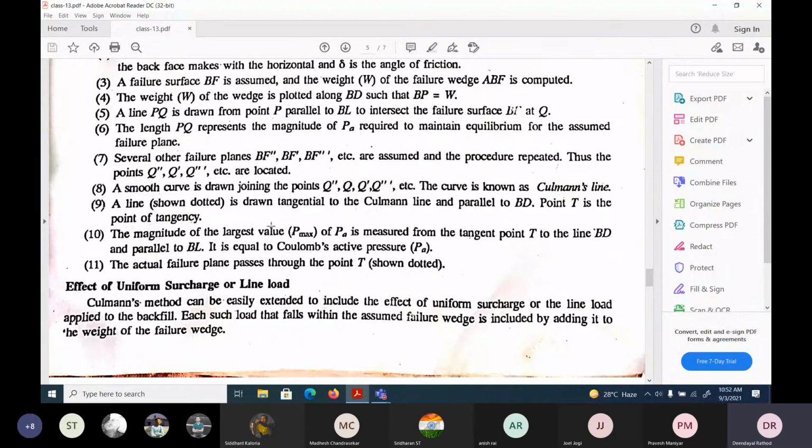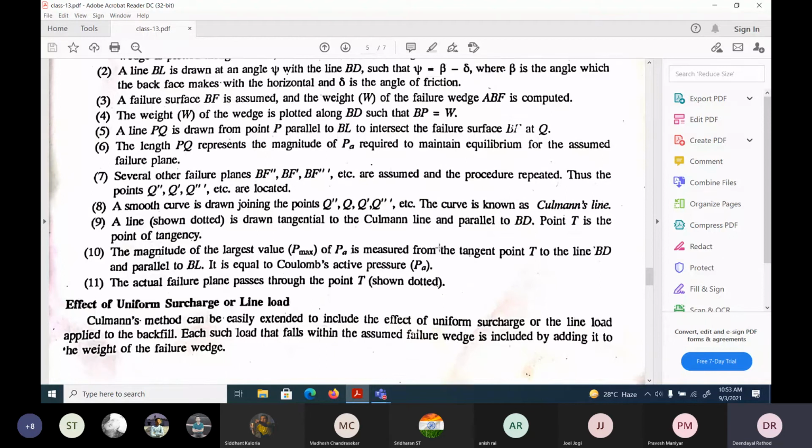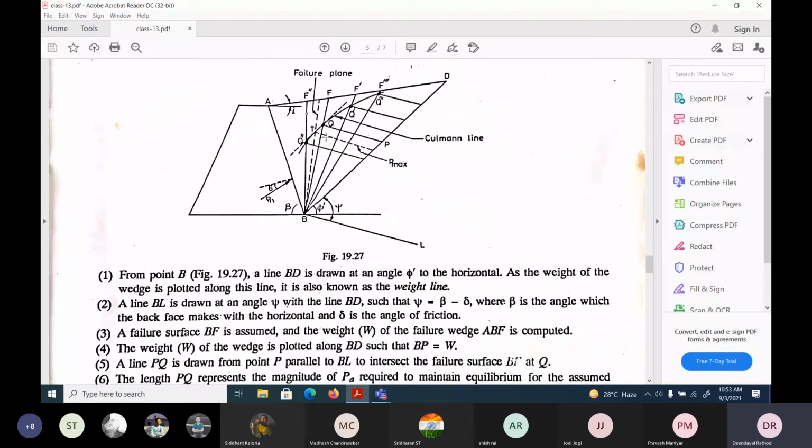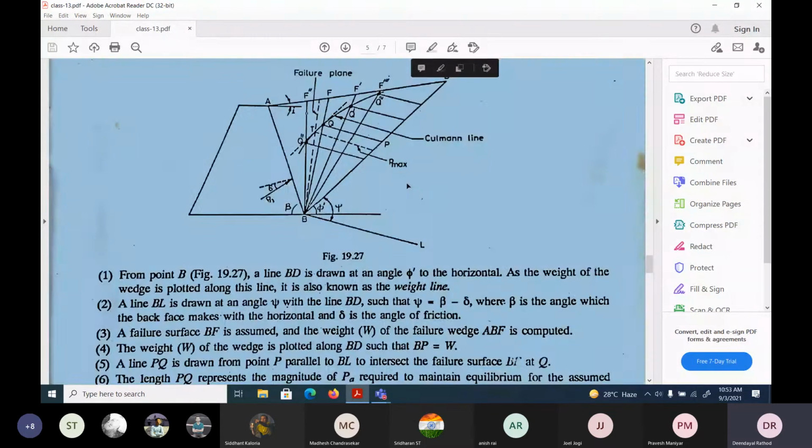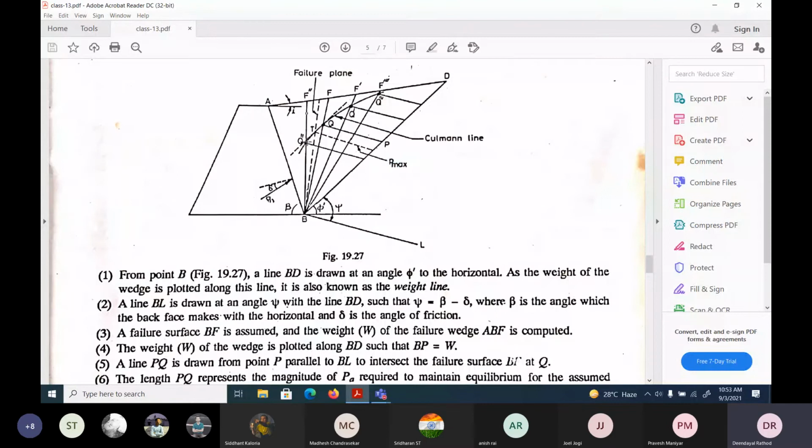The magnitude of the largest value, P max of PA, is measured from the tangent point T to the line BD, parallel to BL. It is equal to Coulomb's active pressure. The maximum value we find out is called the P max. From where do we measure? From T, the tangent point. And this is Culmann's line. So this particular line is called the P max.